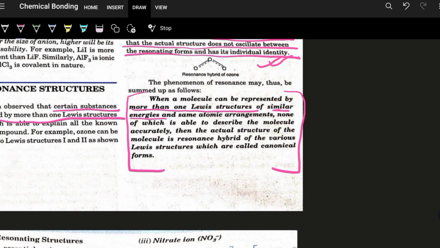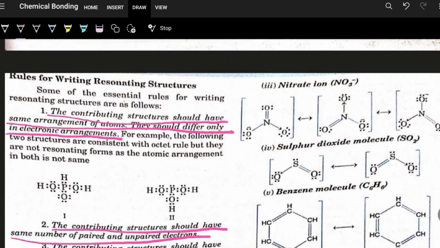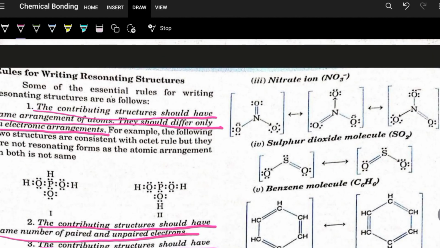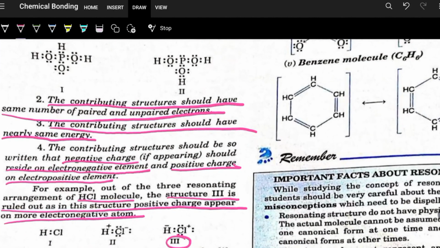Okay, so now the atoms that are forming the resonating forms, the electrons, they are guided by some rules. What are the rules? The contributing structures should have the same arrangement of atoms. They should differ only in electronic arrangements, but the total number of electrons will not vary. The contributing structures should have the same number of paired and unpaired electrons. That is what I was telling.